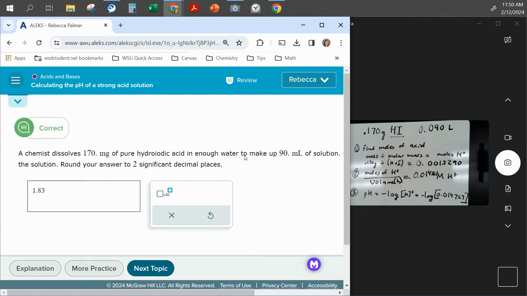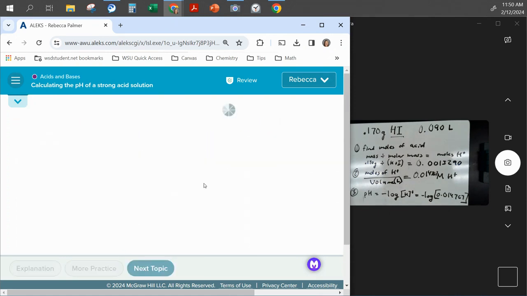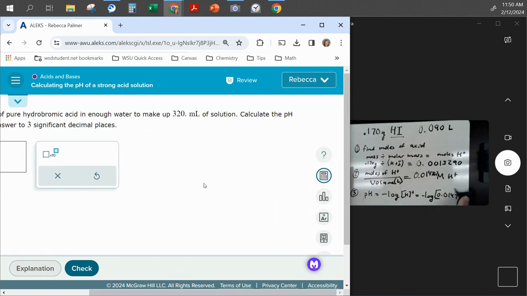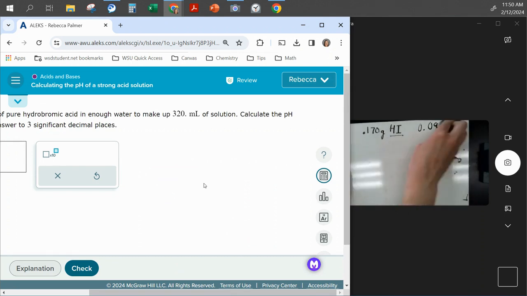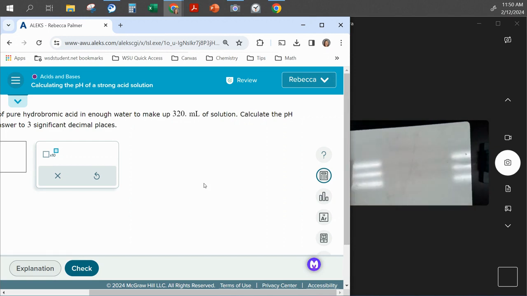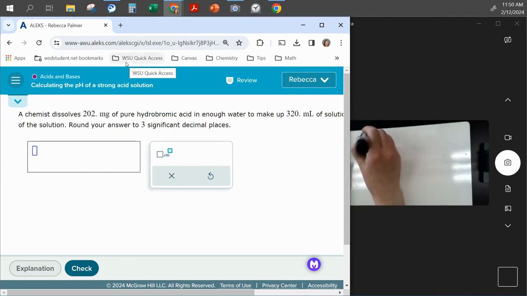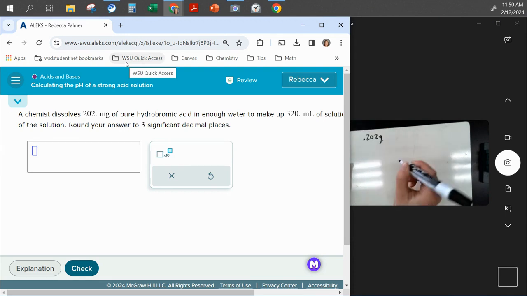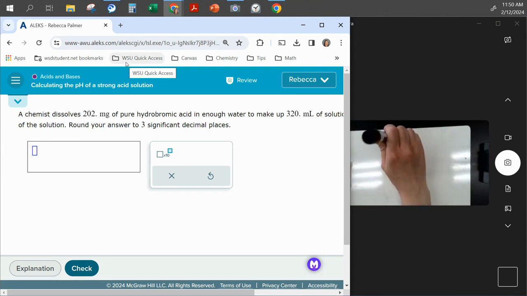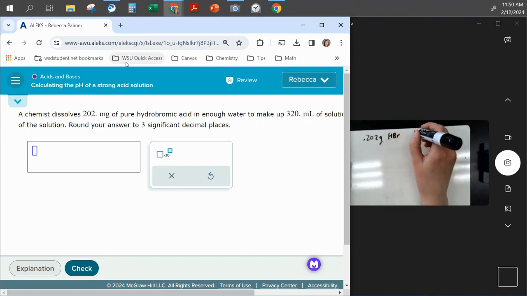Do you want to do another one of these? Yes. Okay, let's do another one. Okay, I'm gonna erase this. So take the mass. Oh, they're giving us nice acids. So first, take the mass, convert it to grams. So this is 0.202 grams of hydrobromic acid. That's HBr. Volume is 0.320 liters. I'm gonna convert that right off.